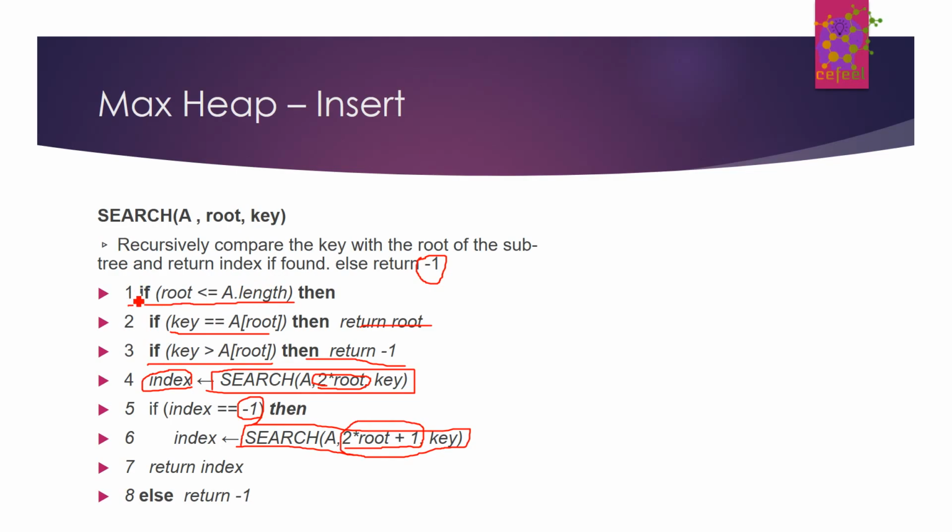Finally, once we are done searching the left and right, we return the index. If the element was found, the index of the element will be stored in index, and hence we return it. And finally, if root is greater than A.length, then we just return -1, saying the element is not present.